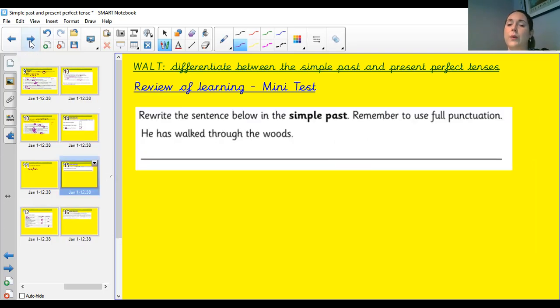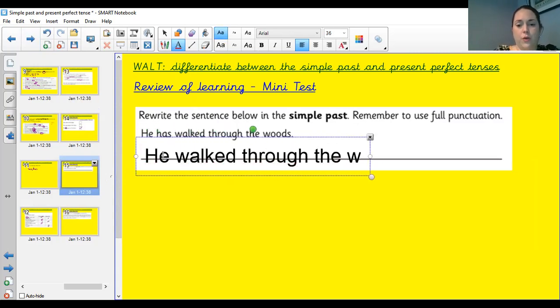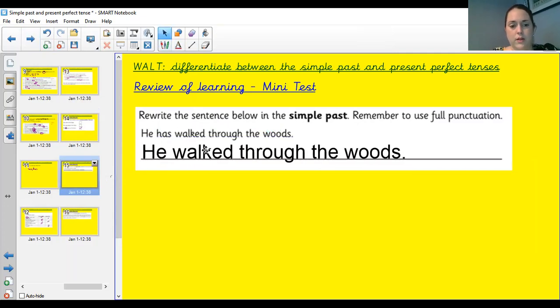Rewrite the sentence below in the simple past. Remember to use full punctuation. Right, pause the video, please. Tell me what you'd like me to write. Hopefully you told me he walked through the woods. And I've remembered to punctuate it. I put a full stop on the end and a capital letter at the beginning.